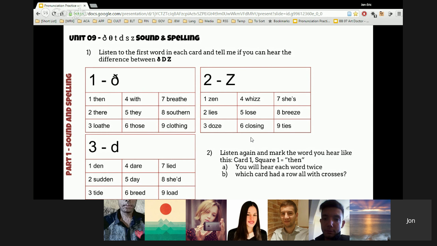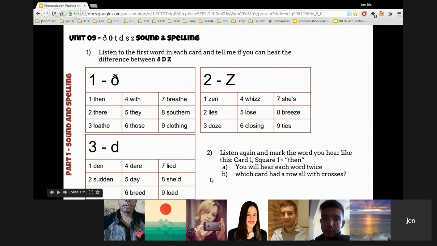Lose. Is there any difference between whiz and lose? The final sound of the word, are they the same or different, Sylvia? Different. The square 4 looks like a Z and the 5 like an S. But do they sound the same or do they sound different? Different. Whiz, lose. Ah, the same. The same, exactly the same. All the words in card 2 have the same sound, even though they're written differently. That was what I was trying to get at. Okay, let's try another one.